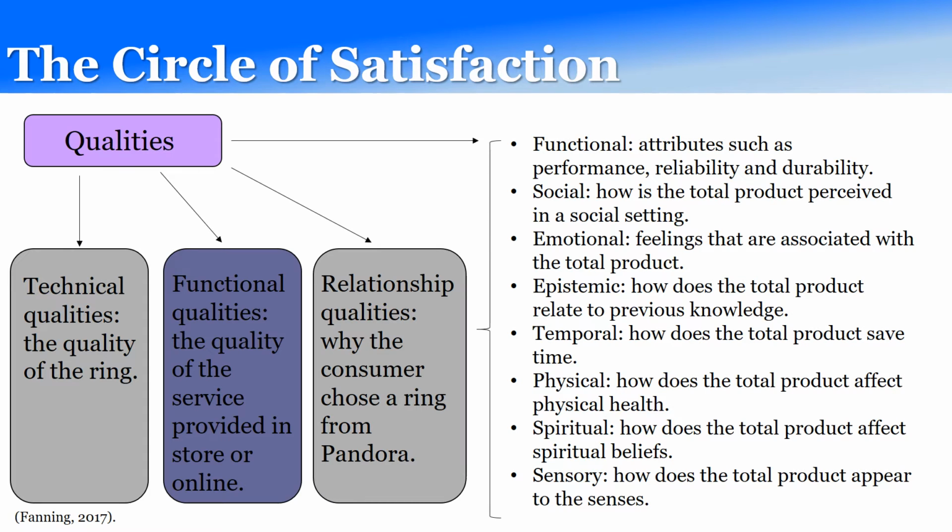So for the quality aspect, total products such as a ring from Pandora have many different qualities such as functional, social, emotional, epistemic, temporal, physical, sensory, and spiritual. Total products also have technical, functional, and relationship qualities. So in the case for Pandora, the technical would be the quality of the ring. The functional quality would refer to the quality of service in which the ring was purchased. And relationship quality is why the consumer chose a ring from Pandora.